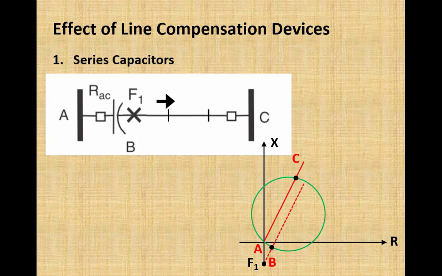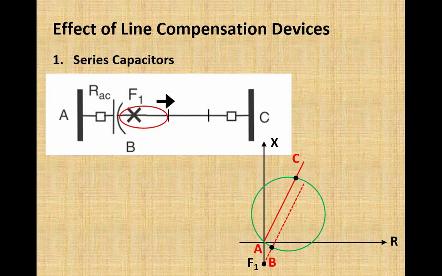But if the fault lies in this portion, which is between the capacitor point B and this point where the impedance has just moved into the operating region of the relay, if a fault occurs here, that fault will be considered a fault outside the zone of protection of relay RAC.